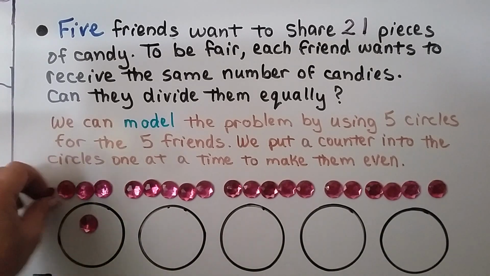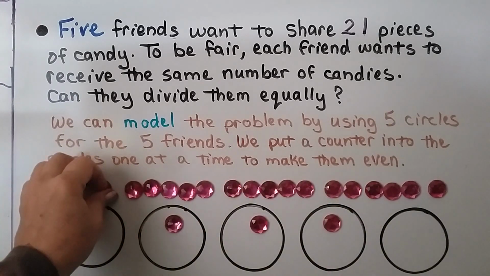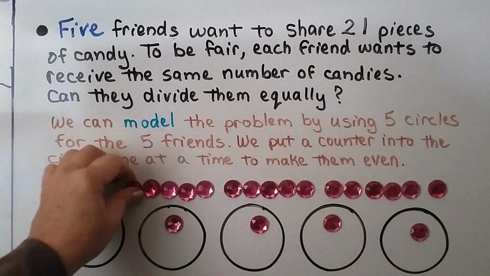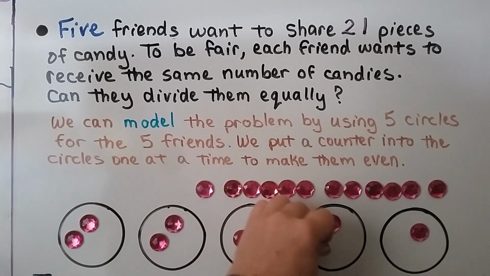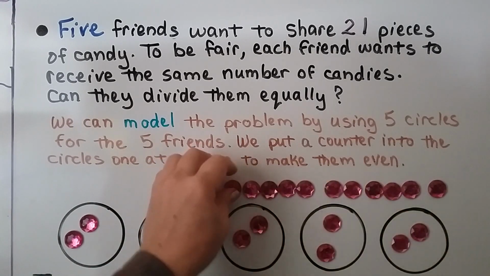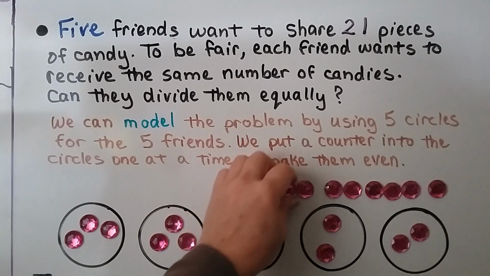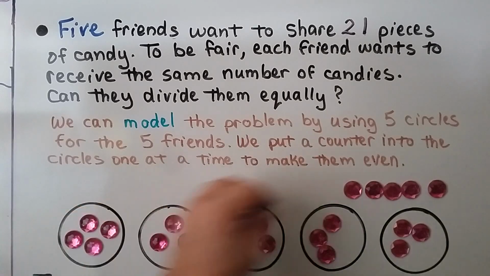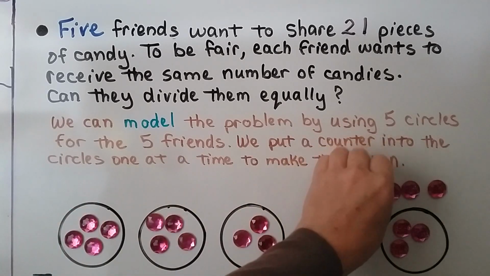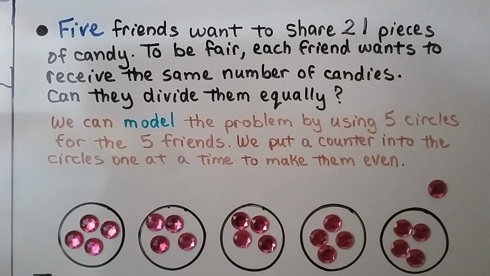We'll put 1, 1, 1. See how we're doing it one at a time? That way we know we're putting an even amount into each circle for each friend. We keep repeating this. So far they each have 3 candies. Now they're each going to have 4 candies. Each friend has 4 candies, but look, we have 1 candy left over.